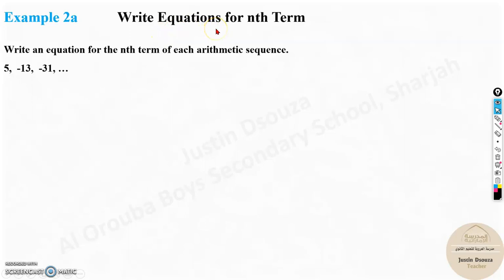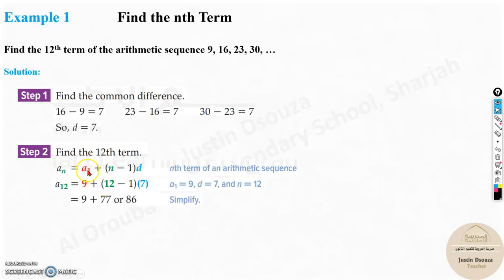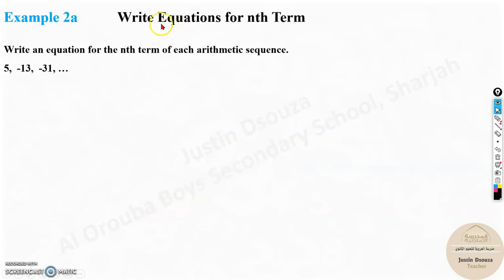Write the equation for the nth term. Over here, it's similar. Just now we used the formula, solved it, straightforward, nothing else. It's very basic, right? Over here, they're asking you to write the equation for the nth term. Same formula, but a little difference.